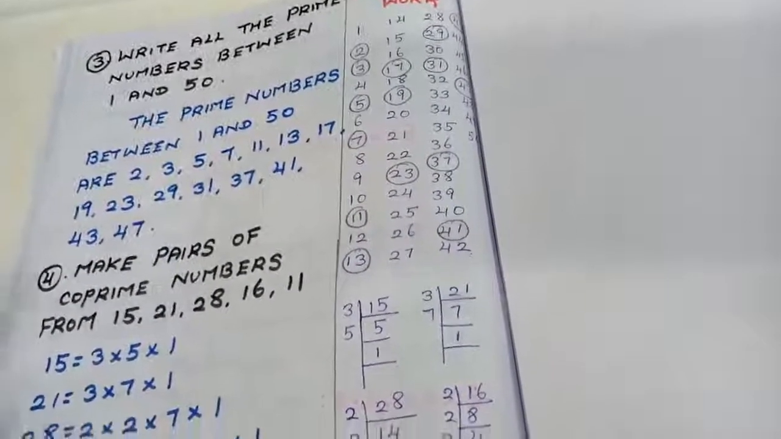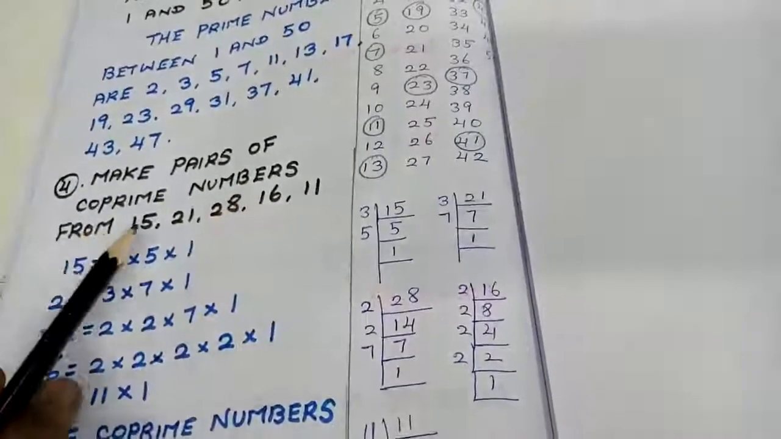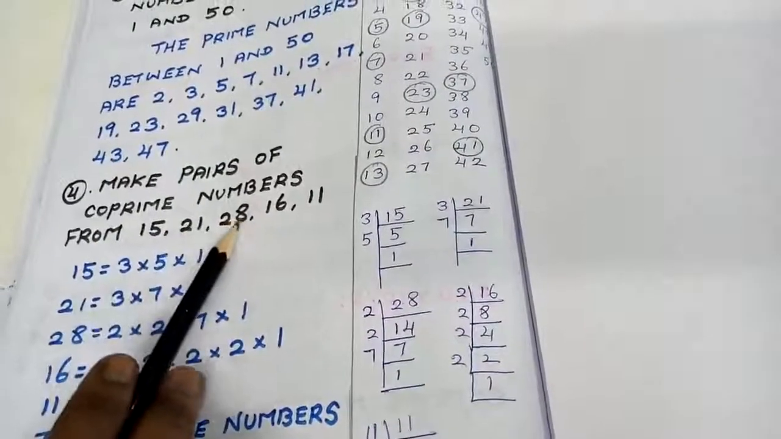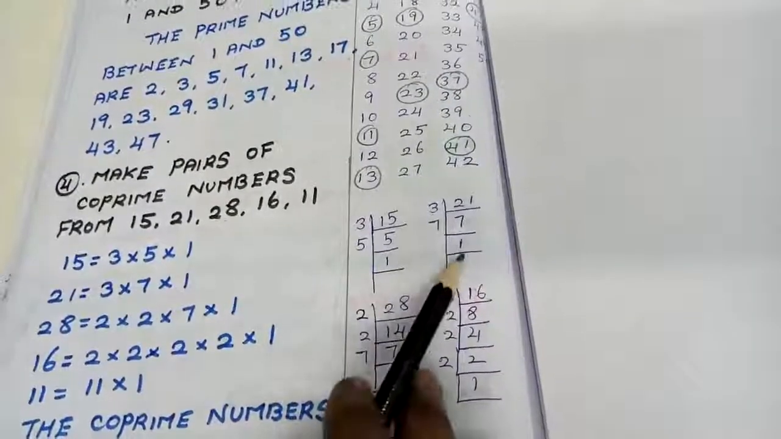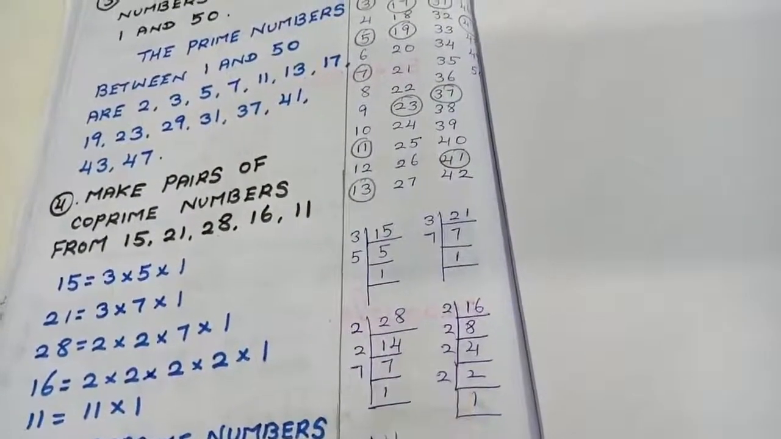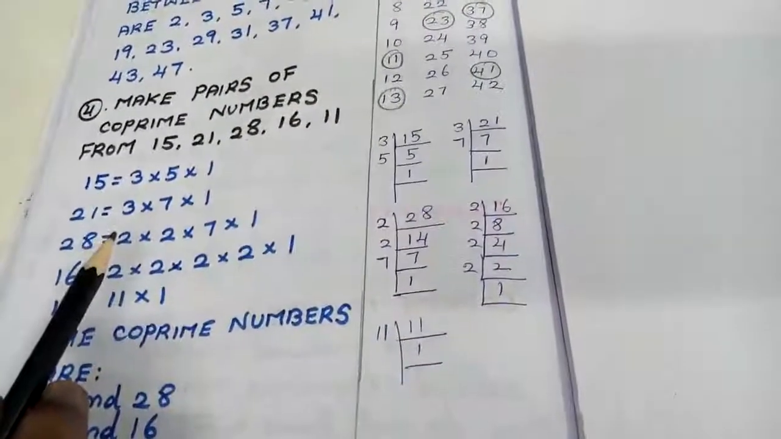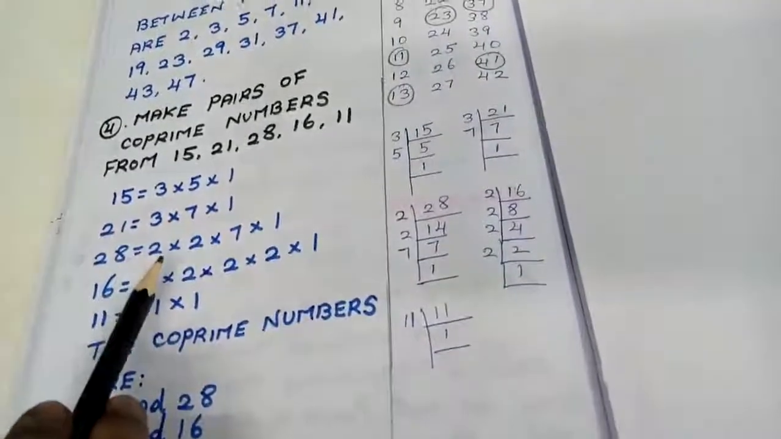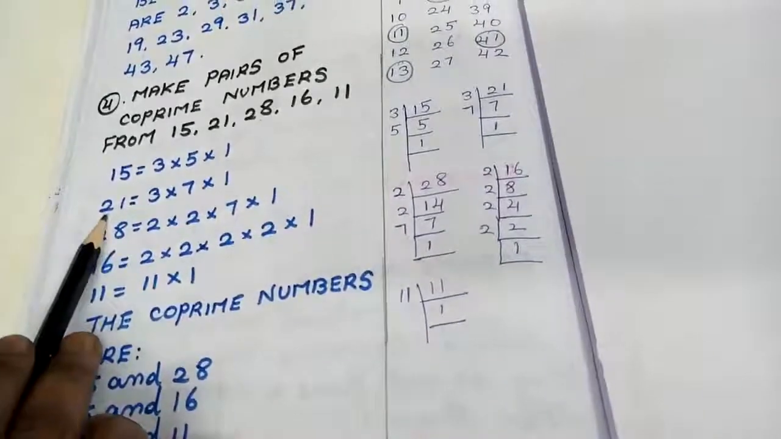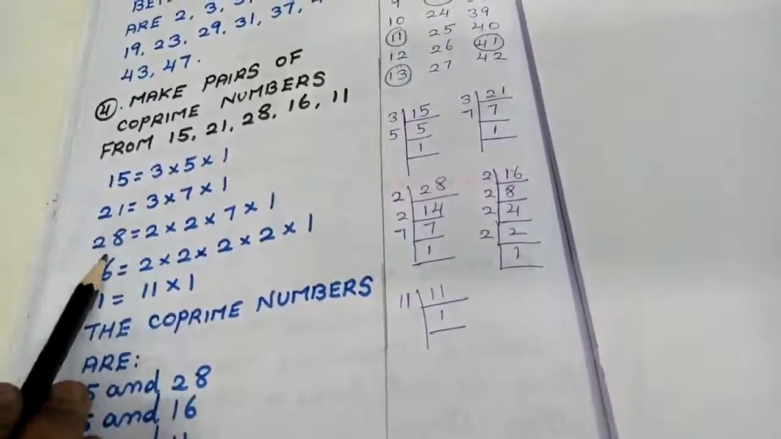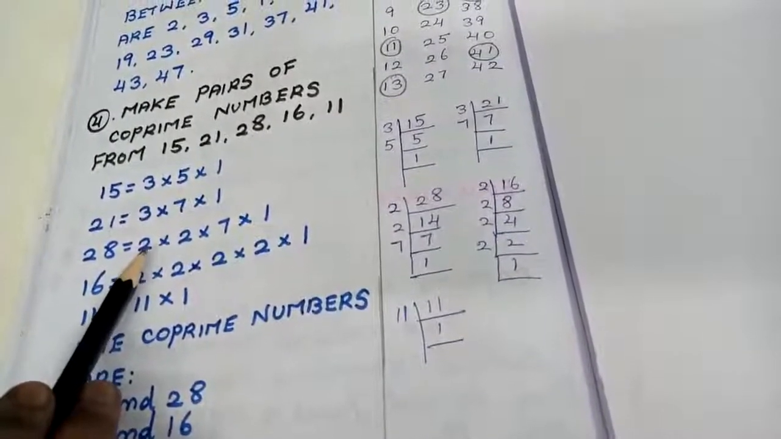The next one is, they are asking you to find the co-prime pairs, that is, make pairs of co-prime numbers from 15, 21, 28, 16 and 11. I am going to take 15, 21, 28, 16 and 11. I am going to find the factors. What I am doing here is splitting the numbers as much as possible, in the form of factors. Even 21 can be written as 3 into 7, and 28 as 7 into 4, which is also correct, but that 4 is also split as 2 into 2.